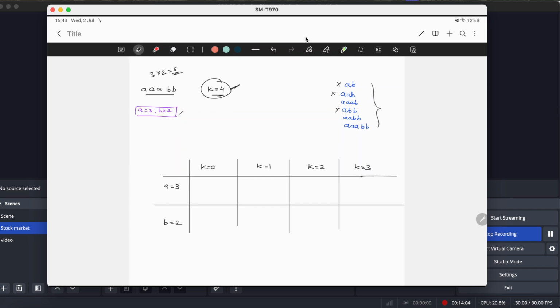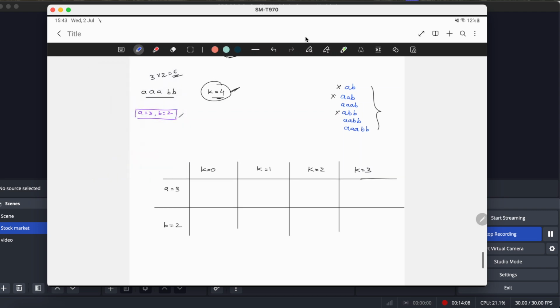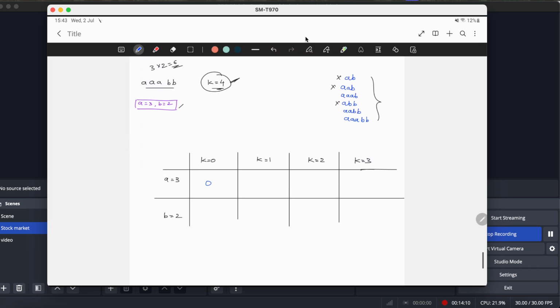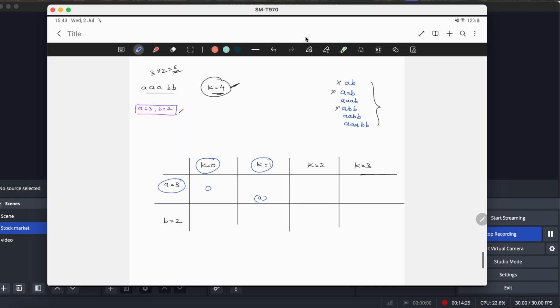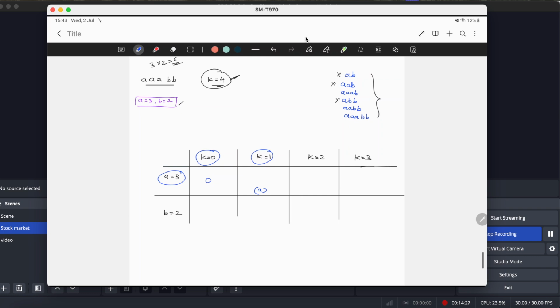So how will we do it? Initially k equals 0. Here it is 0 at this particular point, because when k equals 0, we cannot consider any character. That is the idea over here. So we cannot fix any character. When k equals 1, now I can fix a as a character, because a's value is equal to 3. So I can fix a as a character right now. So here the count is 1.